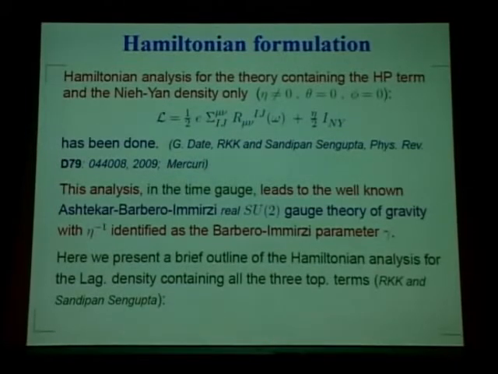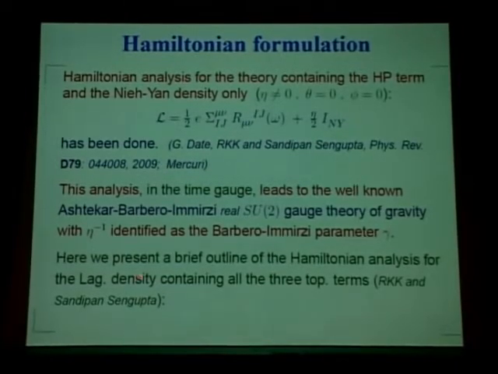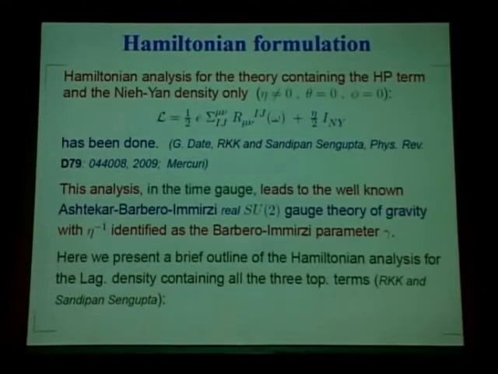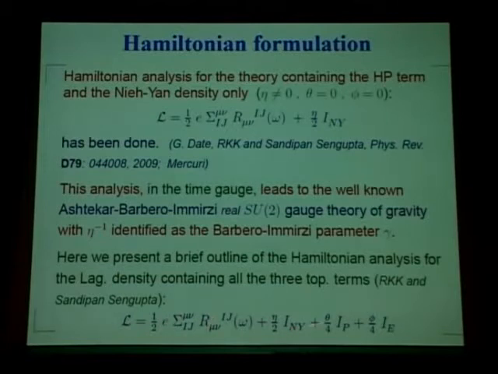In the time that I have now, I'll present a brief outline of the Hamiltonian analysis of the Lagrangian density containing all three terms, which means with theta and phi non-zero in addition to eta non-zero. That is, the Hamiltonian analysis for the Lagrangian density of Hilbert-Palatini plus Nieh-Yan plus Pontryagin and Euler densities.